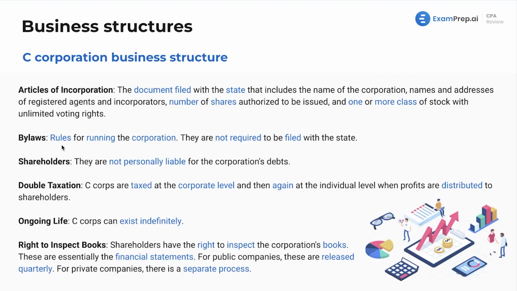Bylaws for a corporation. These are the rules for running the corporation. They're not required to be filed with the state. Now, there are maybe other implications such as SEC requirements, but we're not really worried about that. We're talking more so about general attributes of a C Corp.